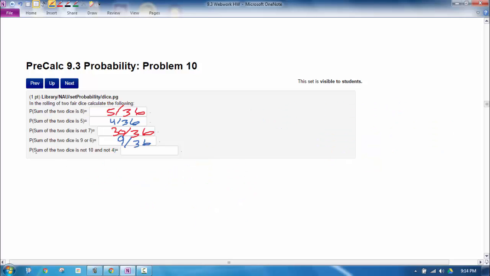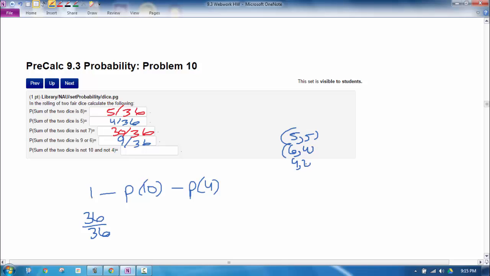All right, and the last one, the probability the sum of two dice is not 10 and not 4. Well, let's just do 1 minus the probability that we get a 10 minus the probability that the sum is 4, because the rest of it would be the not. So 1 is 36 over 36. The probability that you get a 10, you can roll a 5 and a 5, a 6 and a 4, or a 4 and a 6 to get a 10.